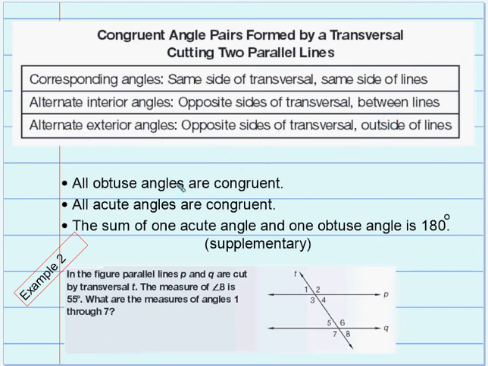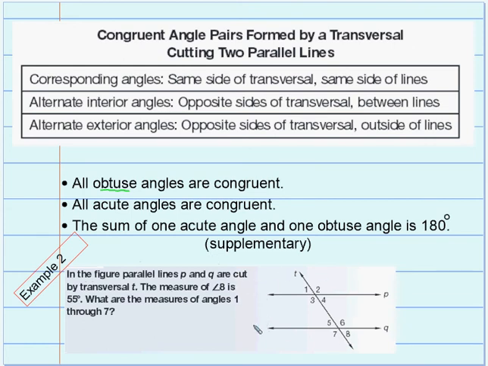So in this scenario where you have 2 parallel lines and a transversal, all of your obtuse angles are going to be congruent, all of your acute angles are congruent. And the sum of one acute angle and one obtuse angle is going to be 180 degrees. They're supplementary.